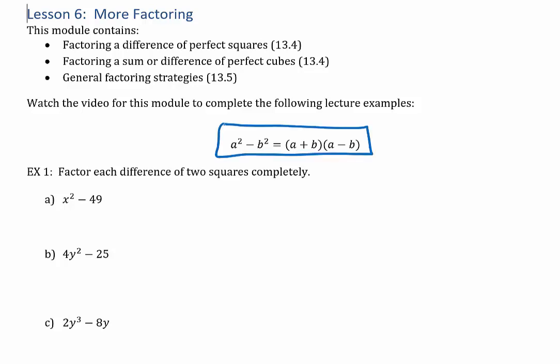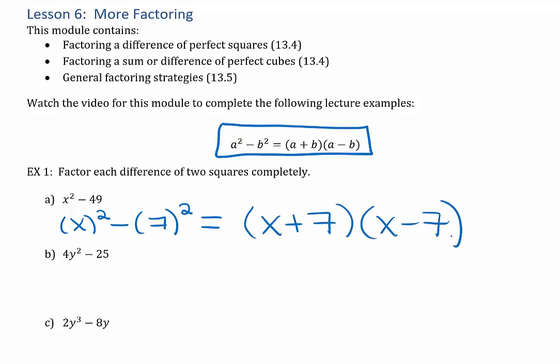And the first pattern we're going to learn is the difference of perfect squares. I have the formula included in the notes. It basically says anytime you have a difference, so subtraction, with two perfect squares, it can always be factored. And I'll just show you how this works with an example. X squared minus 49 is the same thing as x squared minus 7 squared. So using this pattern, the a is the x and the b is the 7. I get x plus 7, x minus 7.